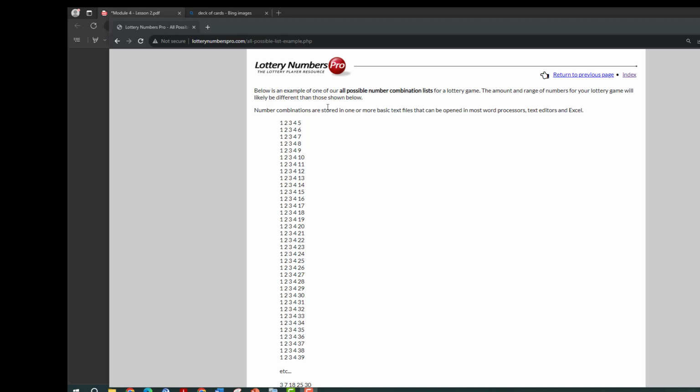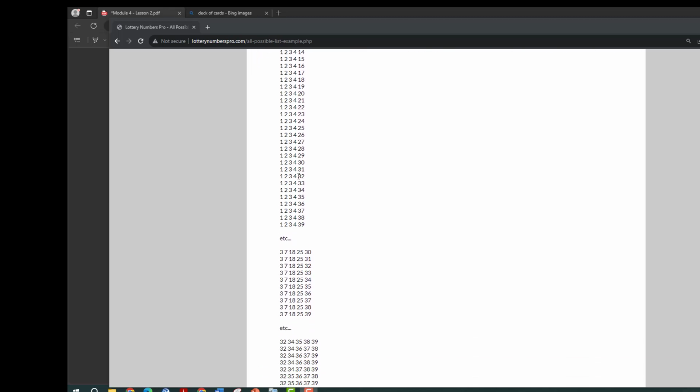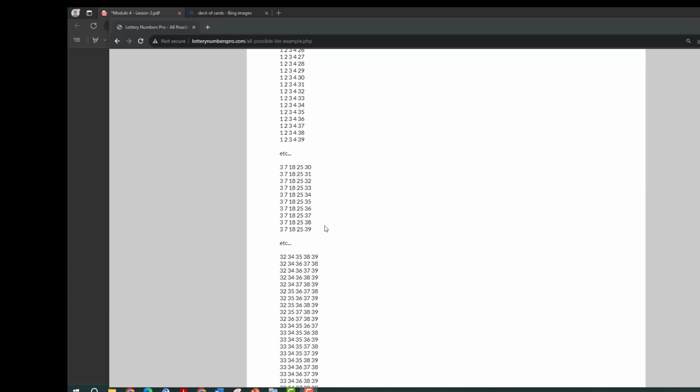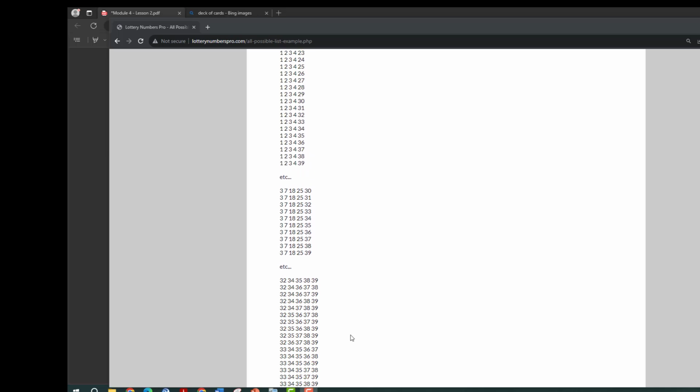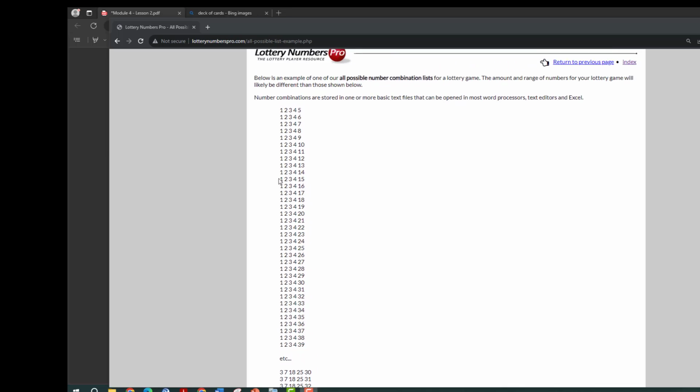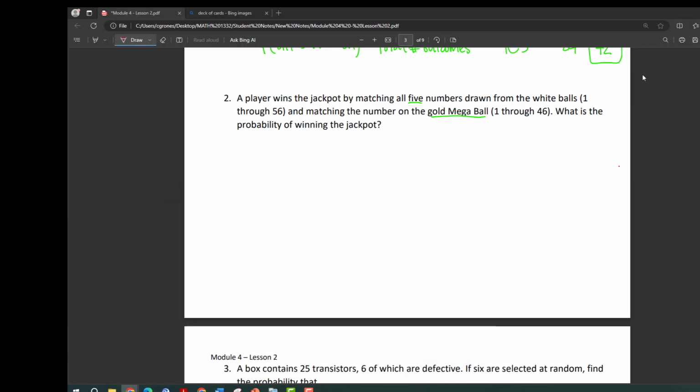So if we were to look at all of the possible outcomes or all of the possible combinations for our lottery, this is what it would look like. So numbers 1, 2, 3, 4, 5, then 1, 2, 3, 4, 6. And so this just shows all of the different variations for each ticket that can be bought. And it goes on and on all the way. And this is only showing numbers 1 through 39. So in order to win the lotto, you have to pick that one ticket that matches all of the numbers. So there's only one way for you to win the lottery.